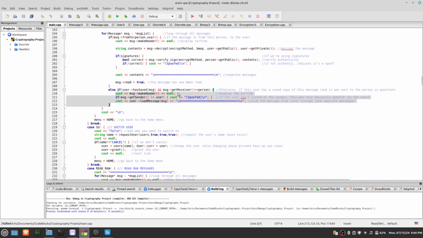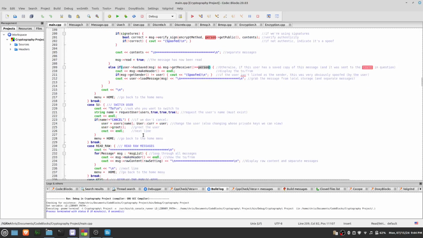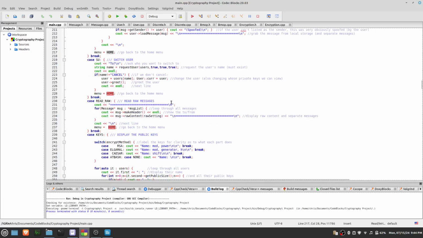Otherwise, the other option is that this message is something that we've saved, and also something that we sent to this person, and we have saved on our device. And if so, then we show the saved version instead of trying to decrypt a message that we don't know how to decrypt. And then we go back to the home menu.